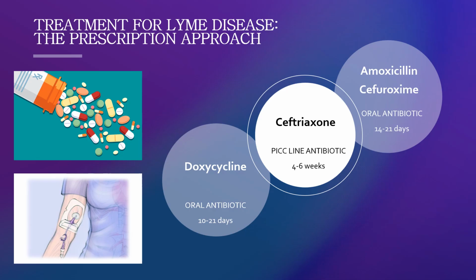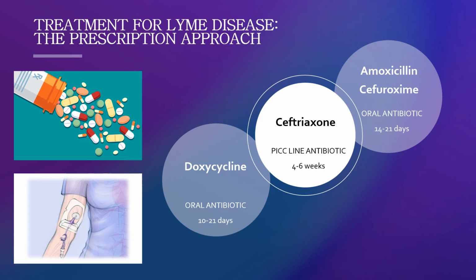For doxycycline, it can be 10 to 21 days, going out to a month if needed. When it comes to Lyme arthritis, again, usually the oral antibiotics are out for about 28 days, but it's still the oral medication, no changes there. And then with neurologic Lyme, typically this is where we will find meningitis or peripheral nerve involvement, and also nerve block, and different nervous system conditions like that. And this is where the Rocephin will come into play, and the PICC line is inserted, and the treatment is typically 4 to 6 weeks.